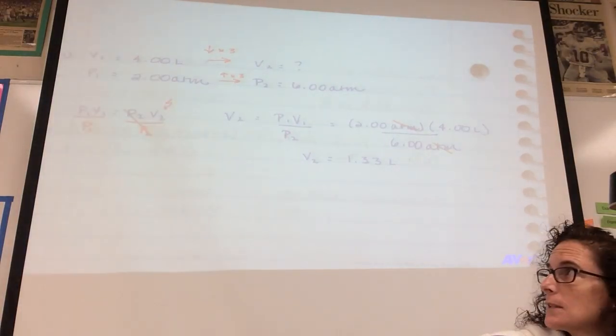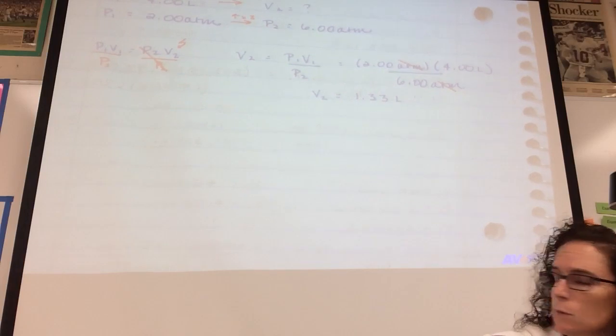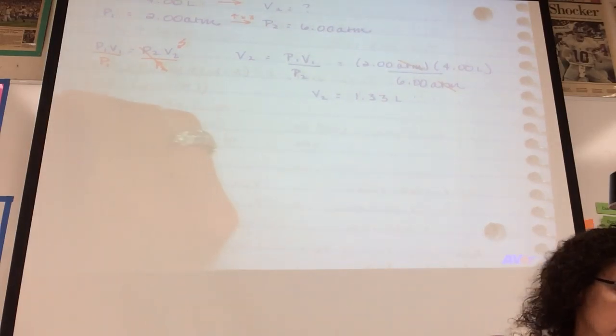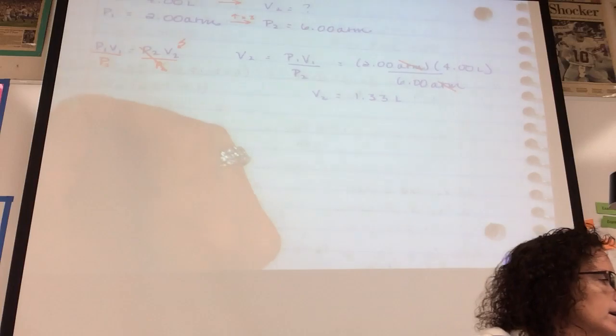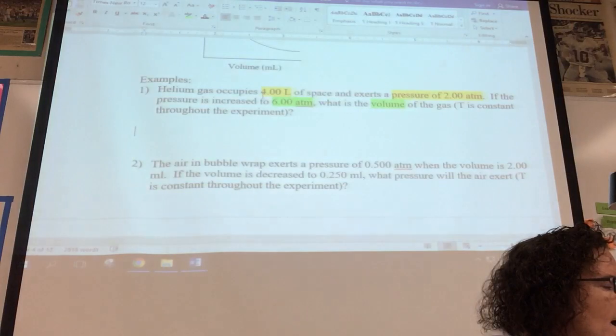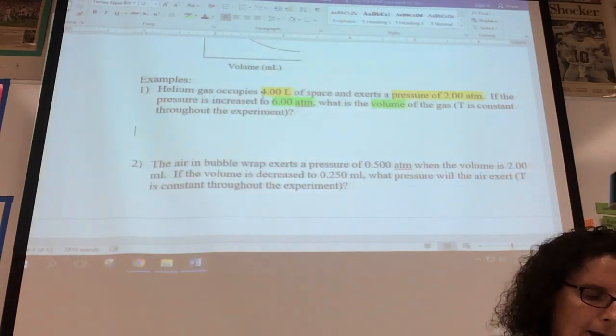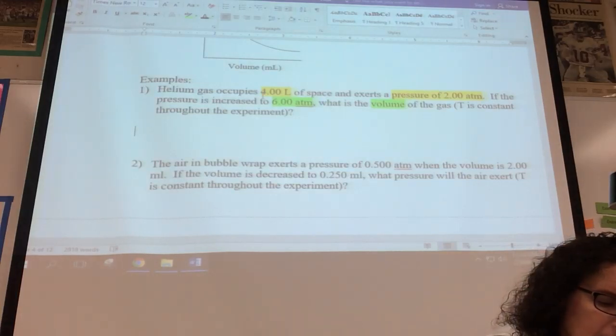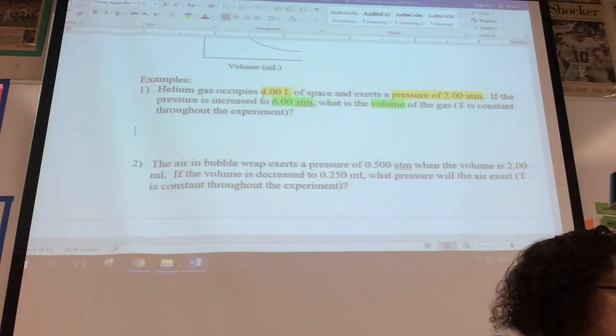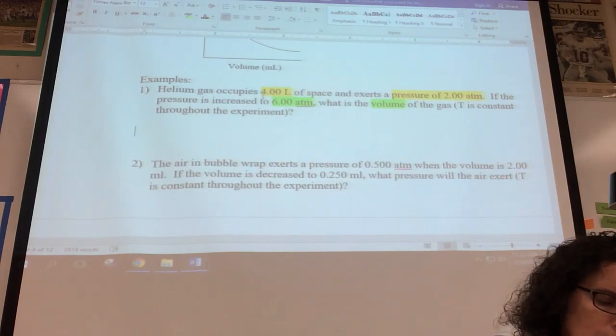The second problem is equally as simple. I just want to make sure that you can pull the variables out. It says the air in bubble wrap exerts a pressure of 0.500 atmospheres when the volume is 2 mL. If the volume's decreased to 0.250 mL, what pressure will the air exert? Temperature is constant throughout. So what does the 0.5 atmospheres represent? P1, pressure under the first set of conditions. What does the 2 mL represent?